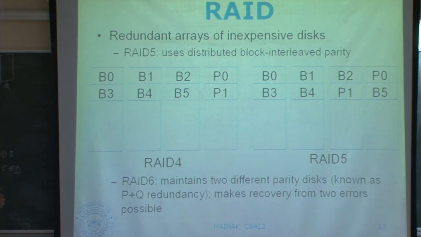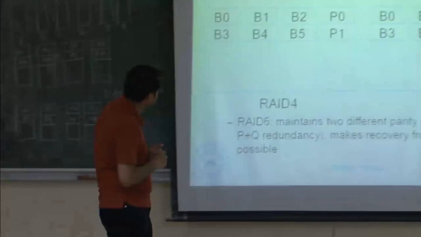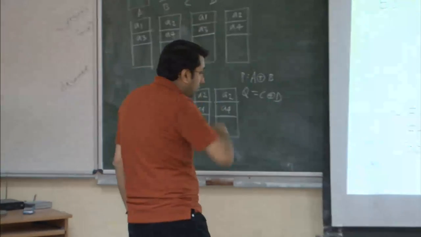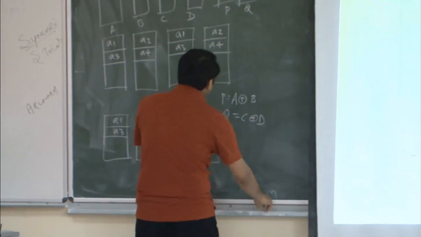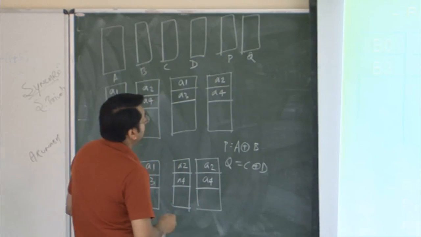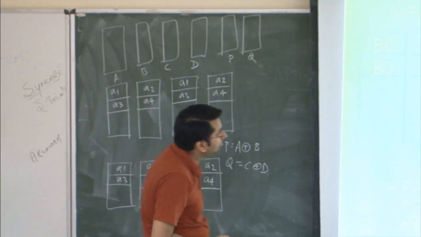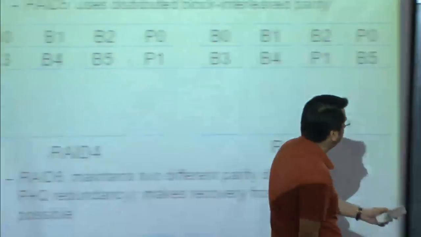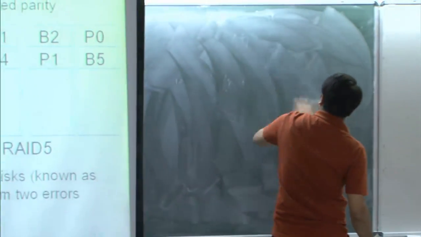And RAID 6 maintains two different parity disks, known as P+Q dual redundancy. Recovery from two errors is possible. So here, what we'll do is, let's take RAID 5. Let me show you how we do RAID 6.